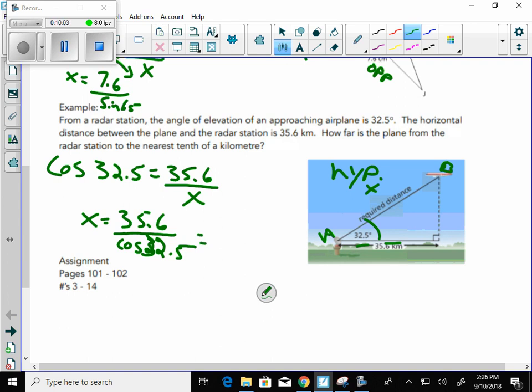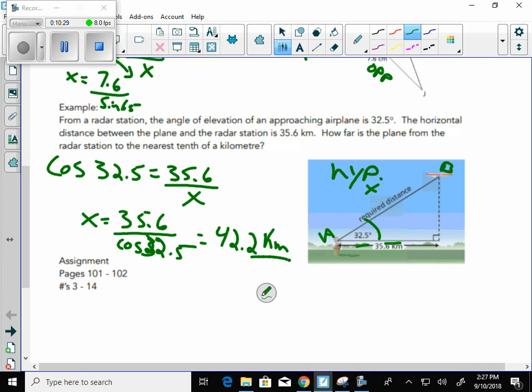Okay, I got 0.9. That doesn't seem right. Well, obviously, but I don't know why. Let me get the answer and then we can go back. So you go 35.6 divided by cosine 32.5. Oh, the answer is 42.2. Good. Oh my god, I keep getting 0.9. This is not okay.